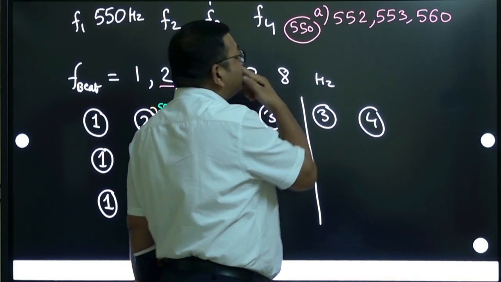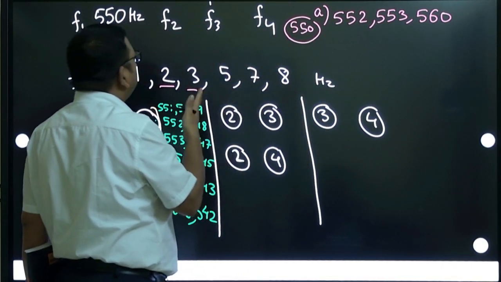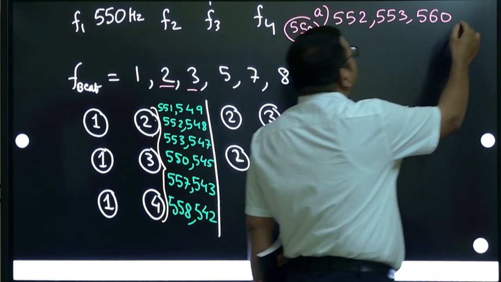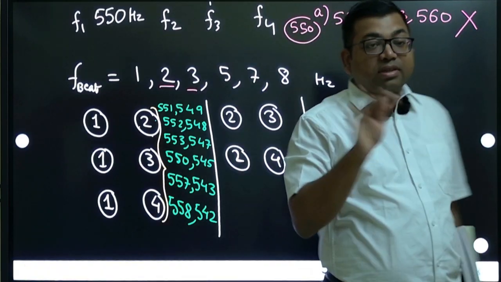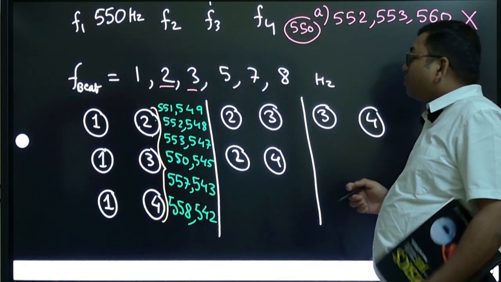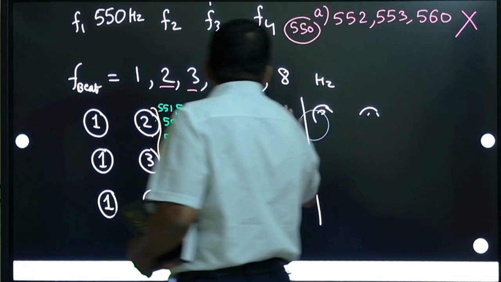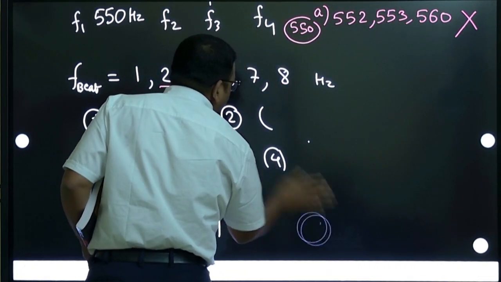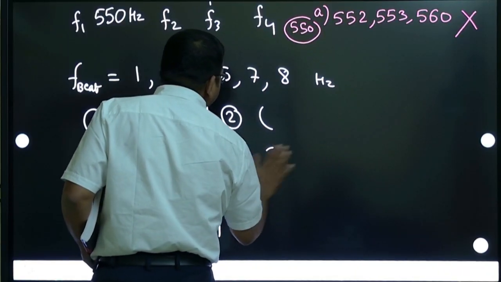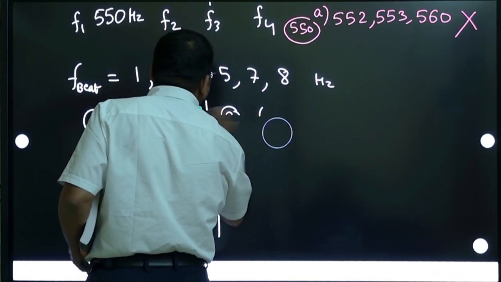550 minus 560, 10 will come. Sorry, 10 difference is not there. So you reject this one, correct? We reject that. Like that, I think it is better to go with that approach. With option, you go. Otherwise, there may be many possibilities. We will not be able to figure out. Time will be wasted.